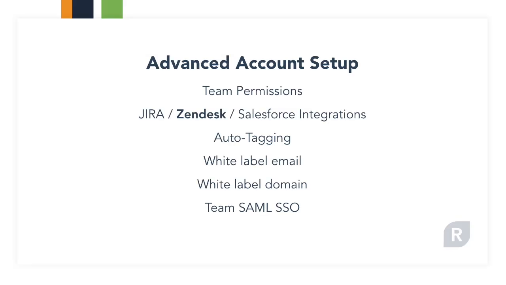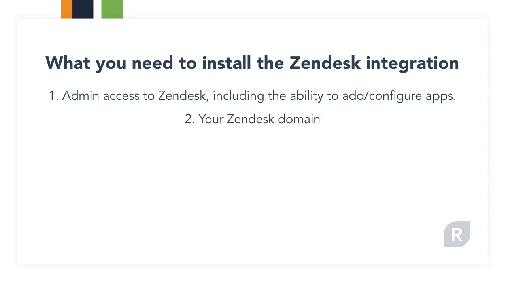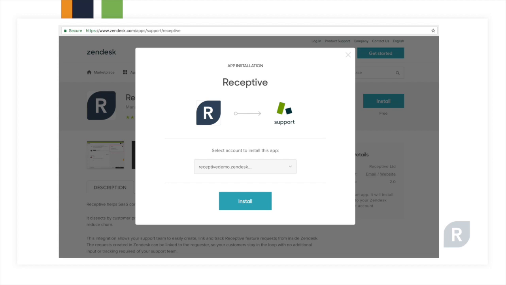Next, we'll move on to the Zendesk integration. And in order to do this, all you need is admin access to Zendesk. So you need the ability to add and configure apps in your Zendesk account. And you also need your Zendesk domain. So all you need to do is go to the Receptive app page on Zendesk, install the app, and send us your Zendesk domain, and that's it. For more details, again, go to the link below that details the Zendesk setup.